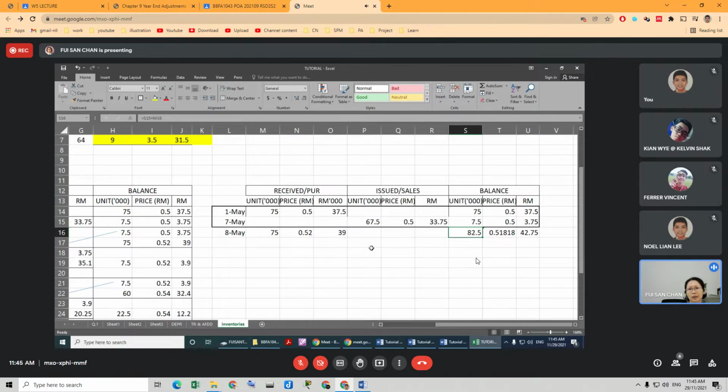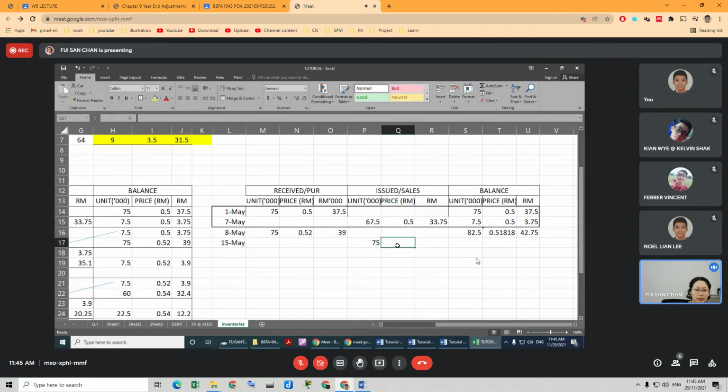Now, of course, in the exam, keeping decimals is very troublesome, right? Well, you can actually round up to 2 digits. Now, this one, if I round up, it will be 0.52. Let's say I don't want to round up. Then on the 15th May, we actually issue how many? 75, right? Since we issue 75, you issue at the latest price that you get. Always use the latest price that you get.